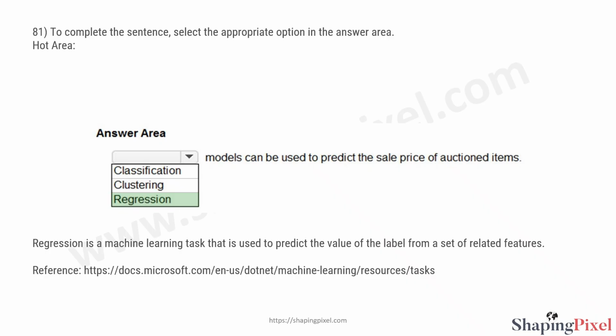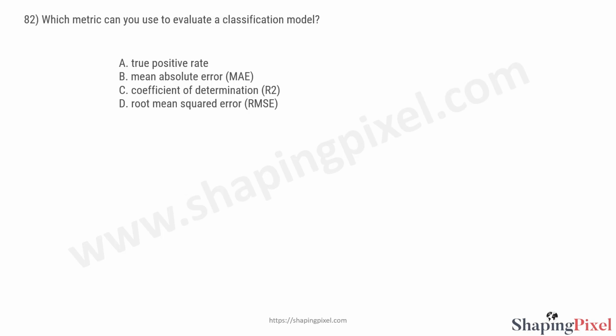Question number 82. Which metric can you use to evaluate a classification model? And we have four options: true positive rate, mean absolute error, coefficient of determination, root mean squared error. So the right answer here is option A, true positive rate.